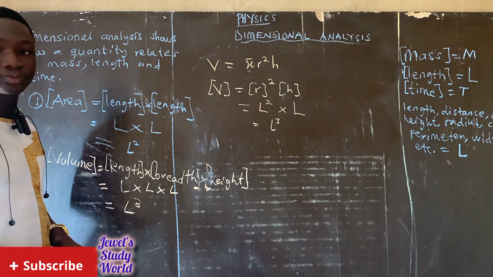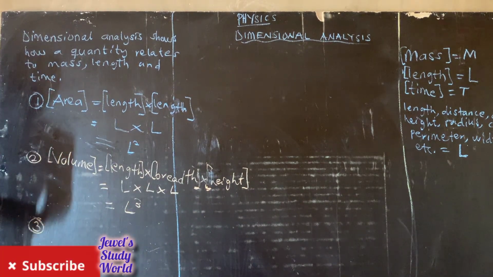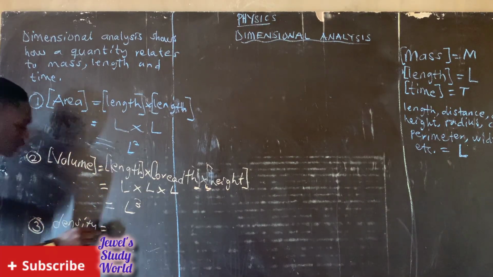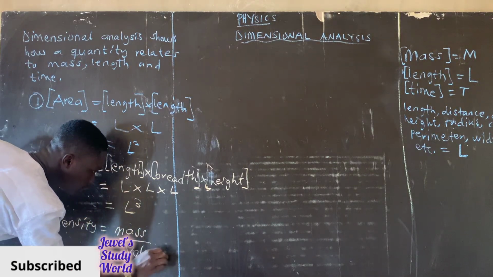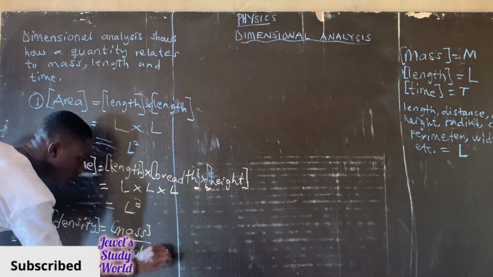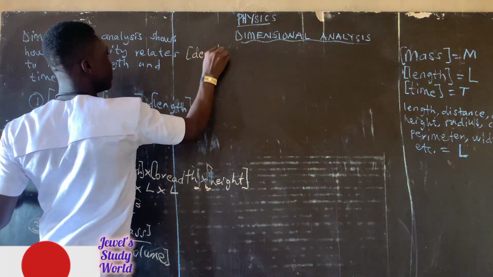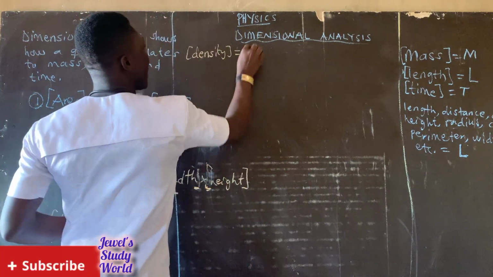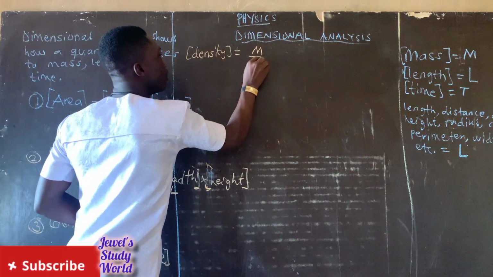Now let's continue. Let's see our next quantity. Let's take density. Density is equal to mass over volume. So the dimension of density is equal to the dimension of mass over the dimension of volume. The dimension of mass is capital M, so I have M over the dimension of volume, which is L cubed.